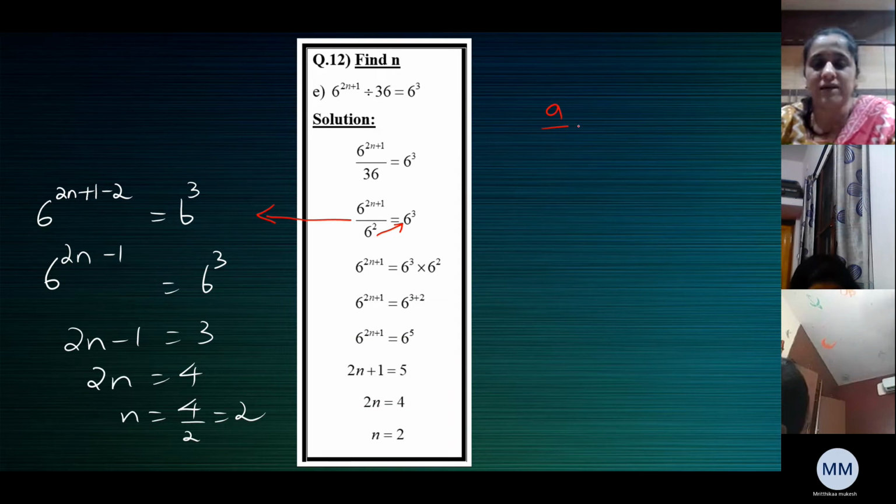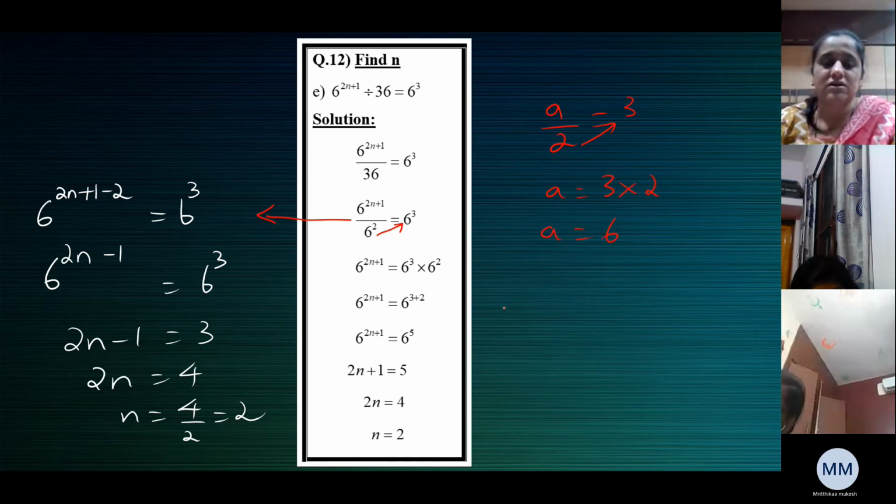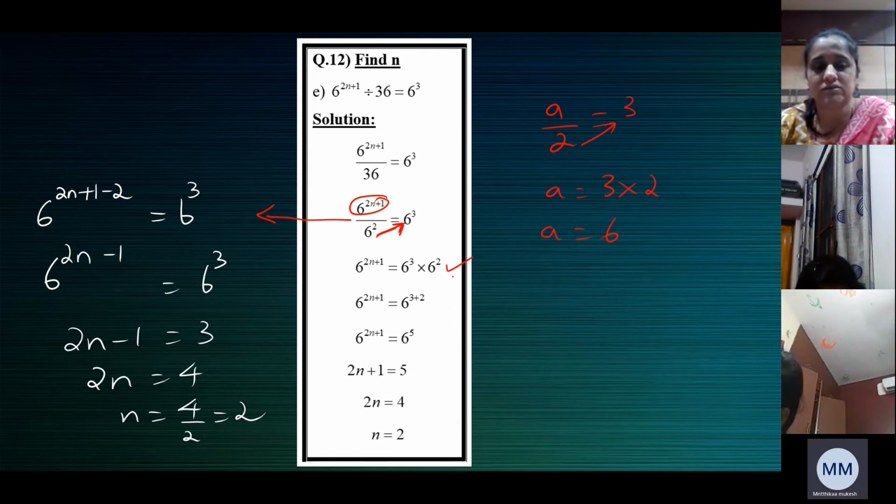Like when you have a by 2 is equal to 3, we have learned in linear equations. A by 2 is equal to 3, you can cross multiply. A is equal to 3 into 2. A is equal to 6. So you can cross multiply. So you will get 6 to the power 2n plus 1 is equal to, on cross multiplying, 6 to the power 3 into 6 to the power 2. You understand the step? Yes, ma'am.